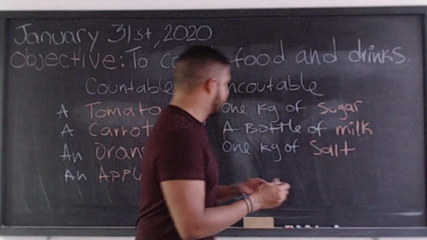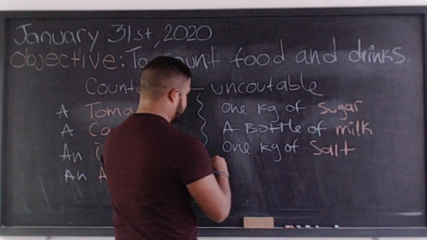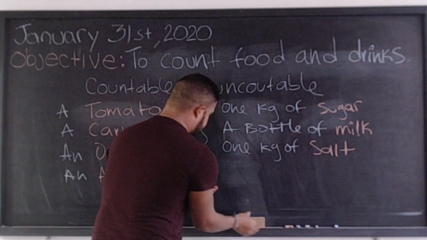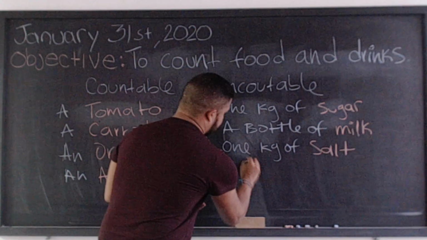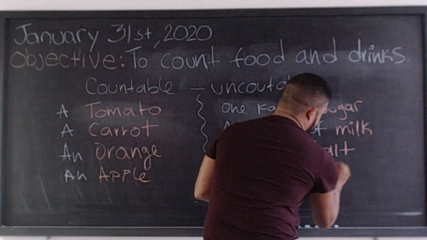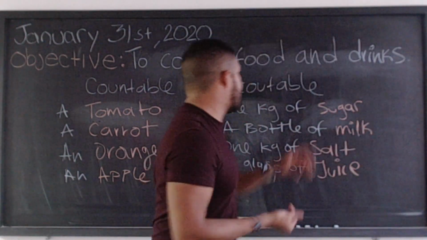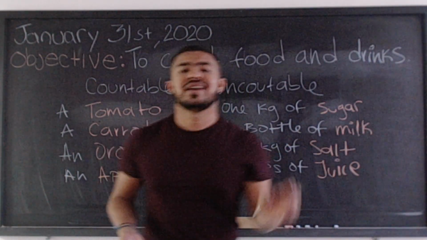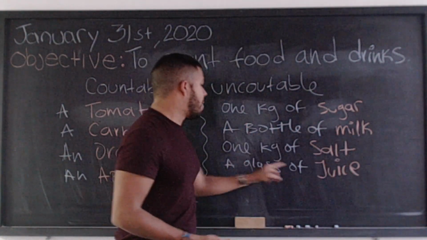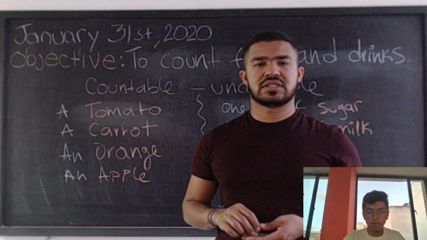Okay, let's continue. Now we have another one. Okay, let's see. One, or a bottle, a glass, better, a glass of juice. Un vaso de jugo, right? So like all the liquids, like milk, juice, water, they are uncountable nouns. So to count them, we need expressions like one bottle of or a glass of, okay? To count these nouns. More examples?